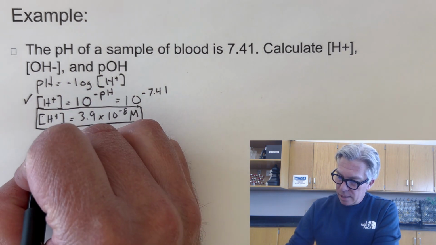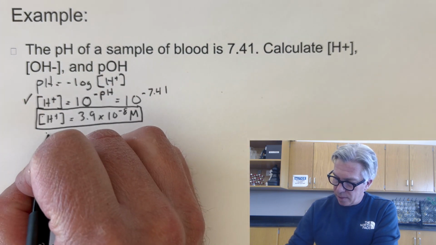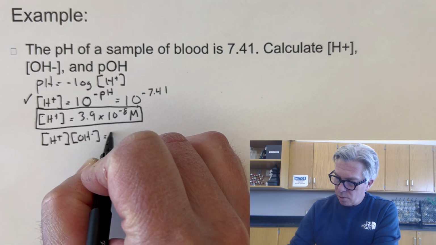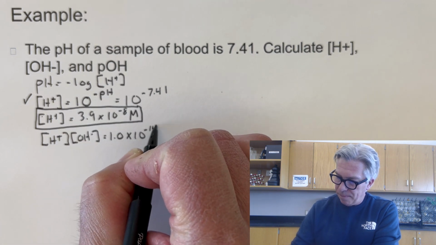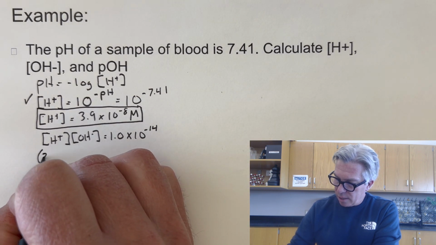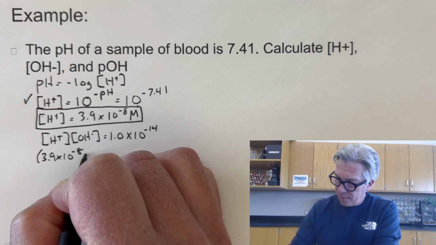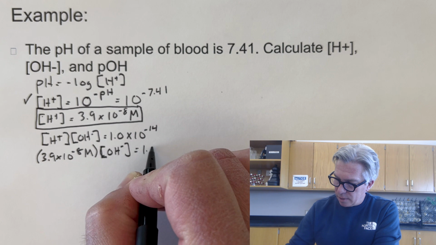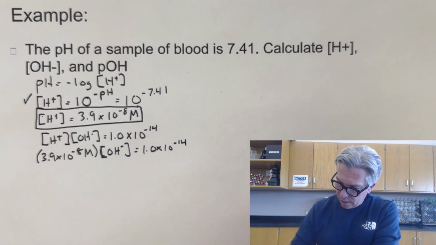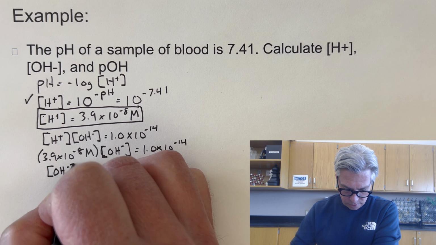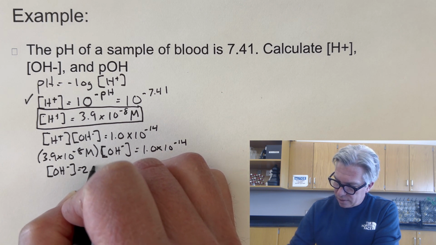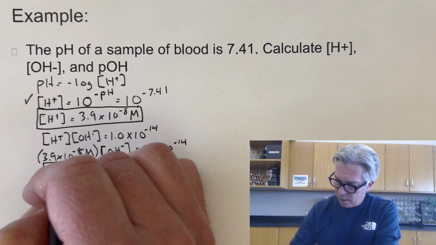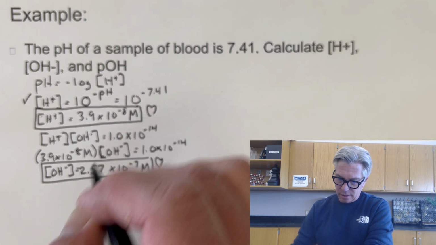All right, the next one, I want to find the OH concentration. And I've been told that H plus times OH minus equals 1.0 times 10 to the minus 14. Okay, so I know what this is, 3.9 times 10 to the minus 8th times the OH concentration will equal 1 times 10 to the minus 14th. And the OH concentration here becomes 2.57 times 10 to the minus 7th moles per liter. So I'm going to highlight that, put little hearts next to my stuff.